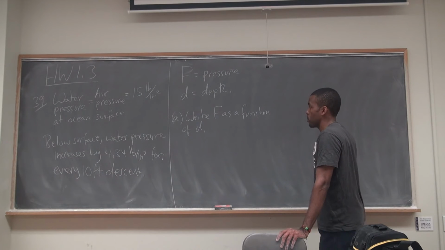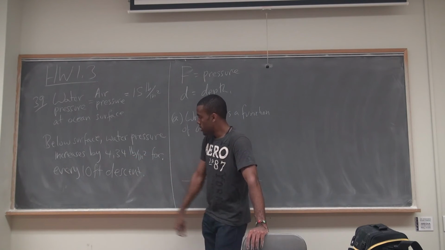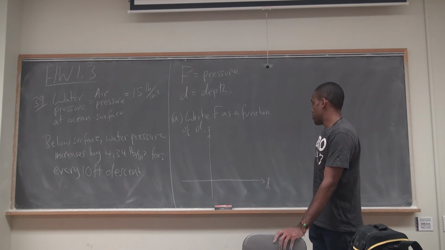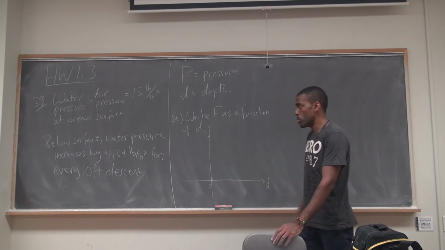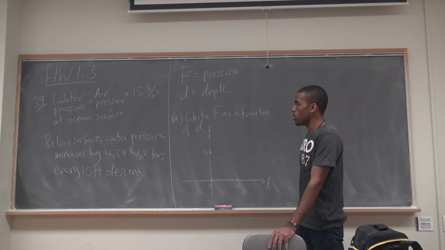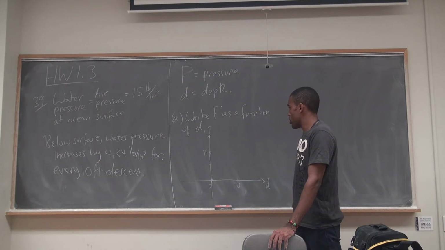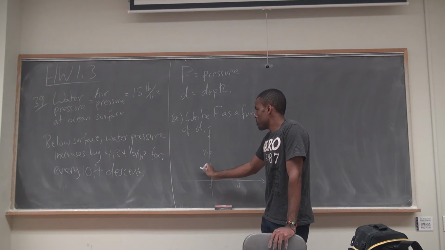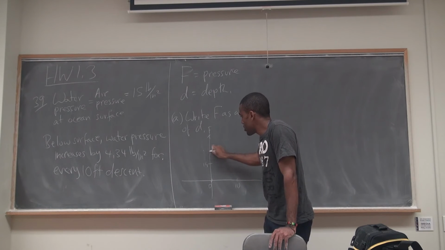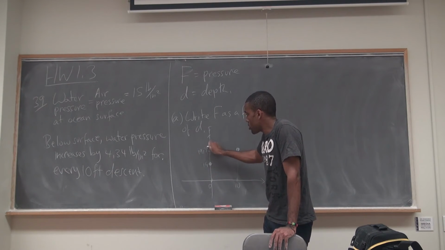How do you do that? Well, it's going to be a straight line. You're changing by an absolute value per unit of descent. So here, this is the D axis, that's the F axis. Let's say 0 would be when I'm at the surface, a depth of 0 below the water, and the pressure is 15. For every 10 below the water, the pressure increases by 4.34. Is it increasing? Yes, pressure would increase. So the 15 is here, and I'm going to increase by 4.34, which gets me to 19.34.